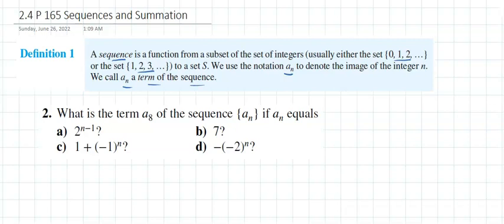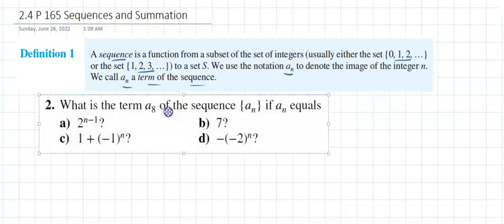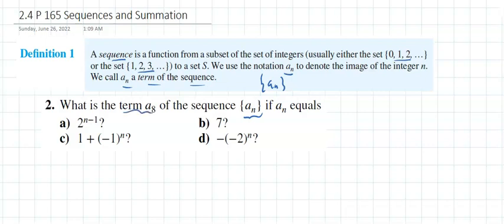Now, an easier definition to remember: a sequence is a list of numbers. That's really simple to remember, with no correlation whatsoever. It might have a correlation, maybe not. It doesn't matter. Any list of numbers is considered a sequence. Here it says, so a sub n is listed like this normally. What is the 8th term of the sequence?